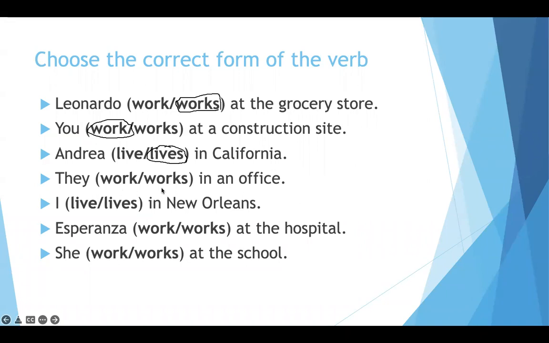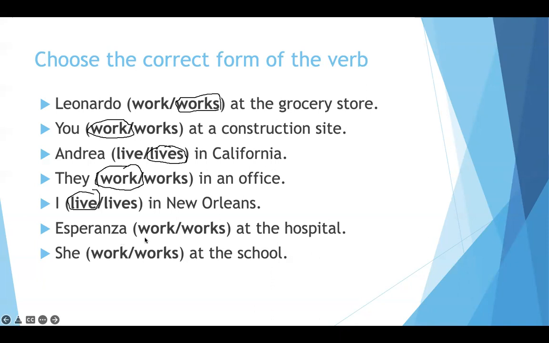They in an office. Will we say work or works? So they is the third person, but it's multiple people. So we can say they work in an office. All right, number 5, I in New Orleans. Do we say I live or I lives? This one is going to be live. I live in New Orleans.